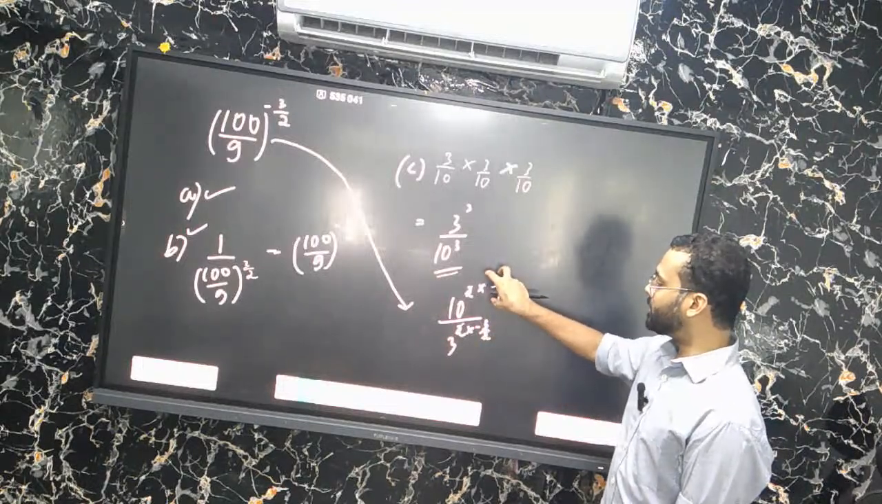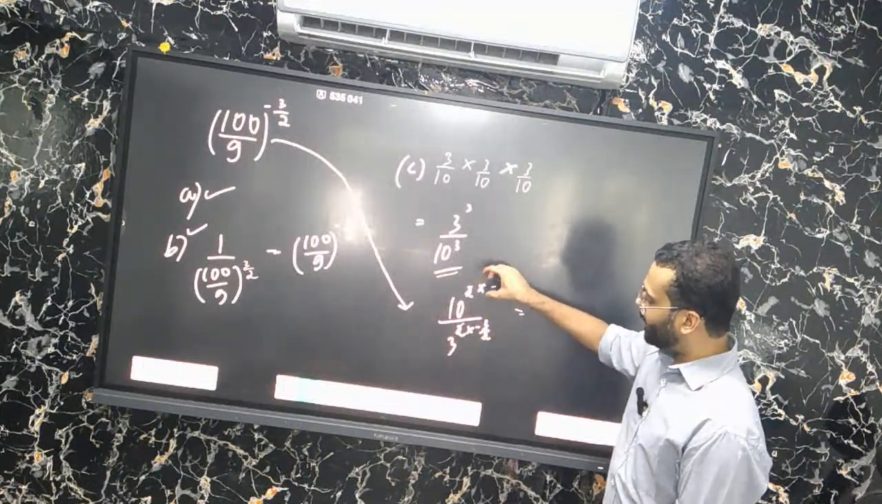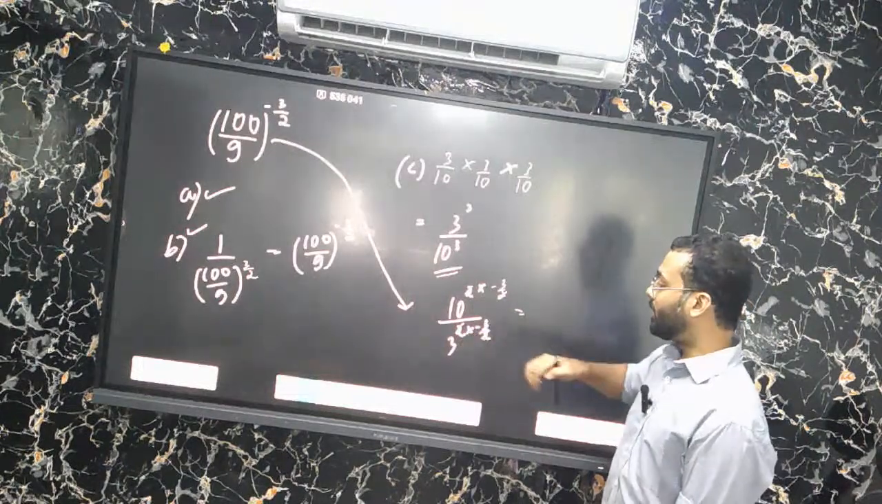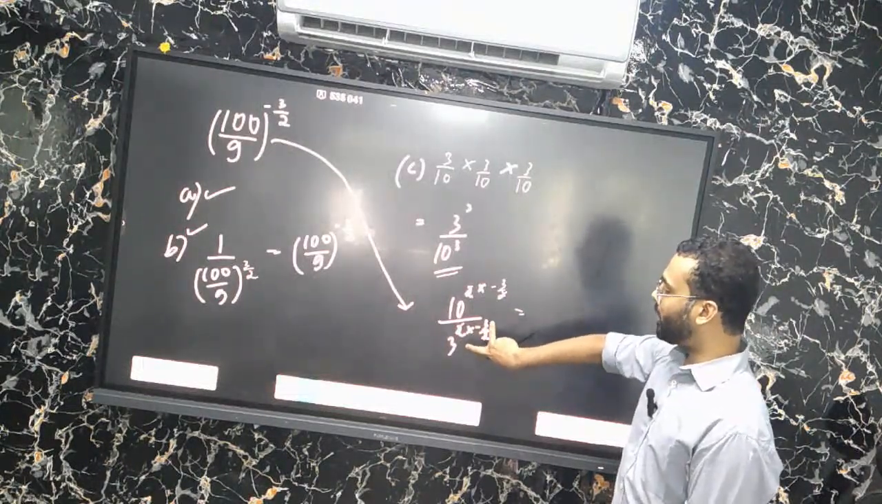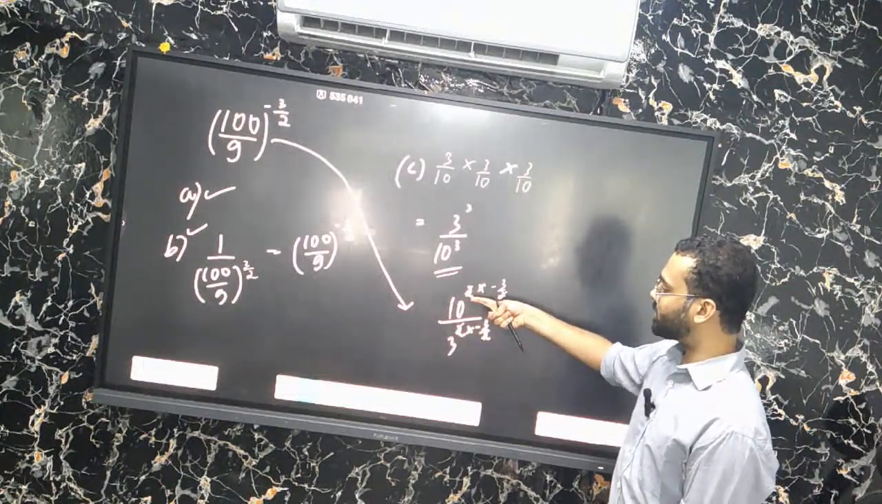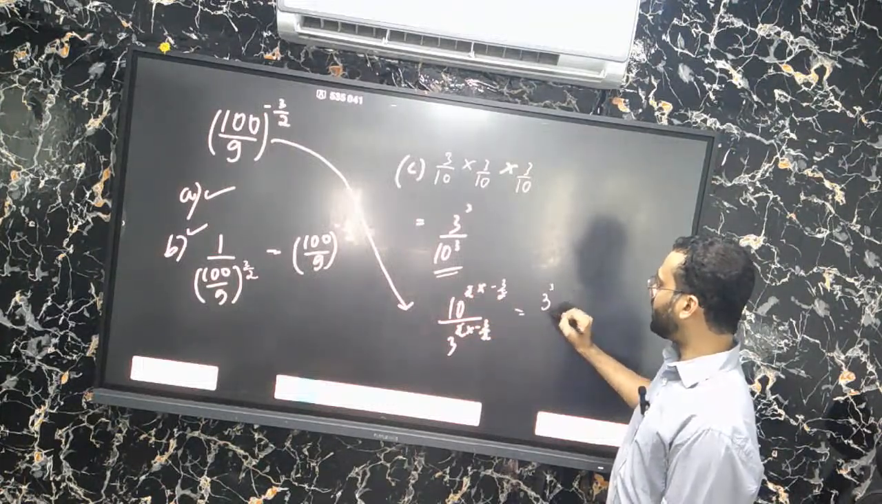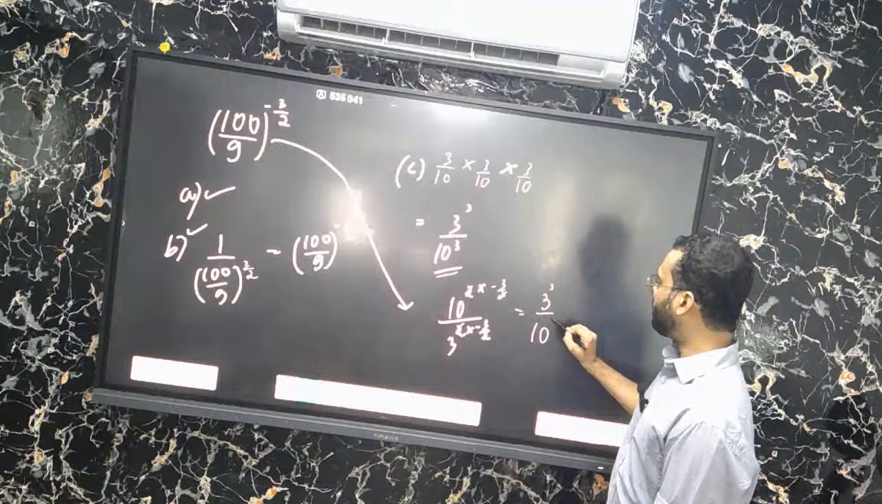If 10 power minus 3 is in the numerator, if I bring it to the denominator, it will become 10 power plus 3 in the denominator. And this 3 power minus 3 in the denominator, if I take it to the numerator, it will become plus. The sign changes. So this is nothing but 3 power 3 by 10 power 3.